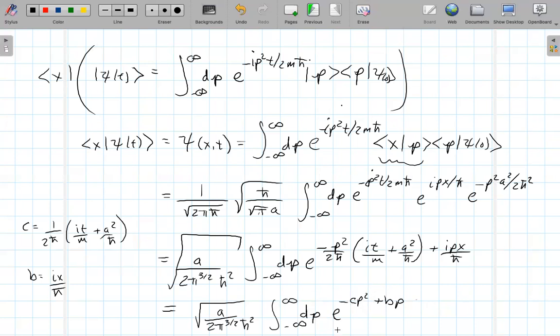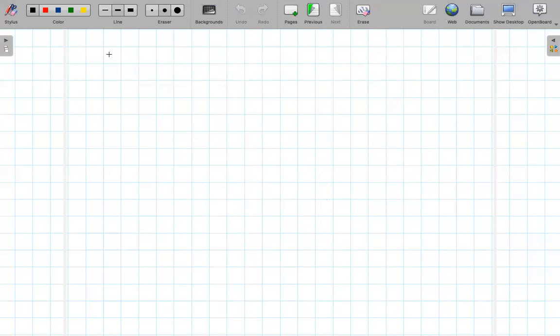So we do the same thing. This thing becomes simply a Gaussian integral, which we already know the answer to, times an exponential which depends simply on b squared. I'm not going to go through all that, but I'll show you what it actually looks like.